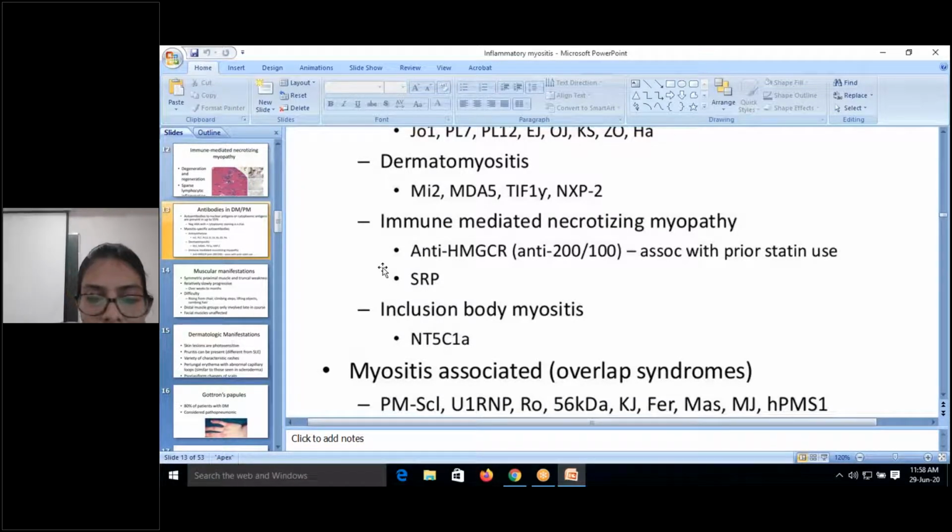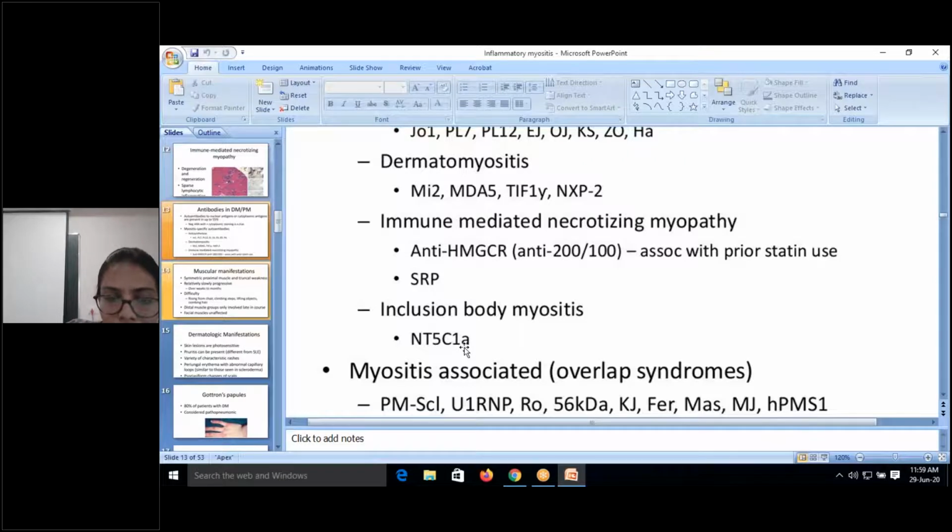Myositis-associated antibodies are PM-Scl when it is also scleroderma, U1RNP when it is MCTD, Ro when it is Sjogren's, 56 kDa, KJ for MAS, MJ, HPMS1. These are also associated antibodies which are not defined per se as to which CTD they go along with.